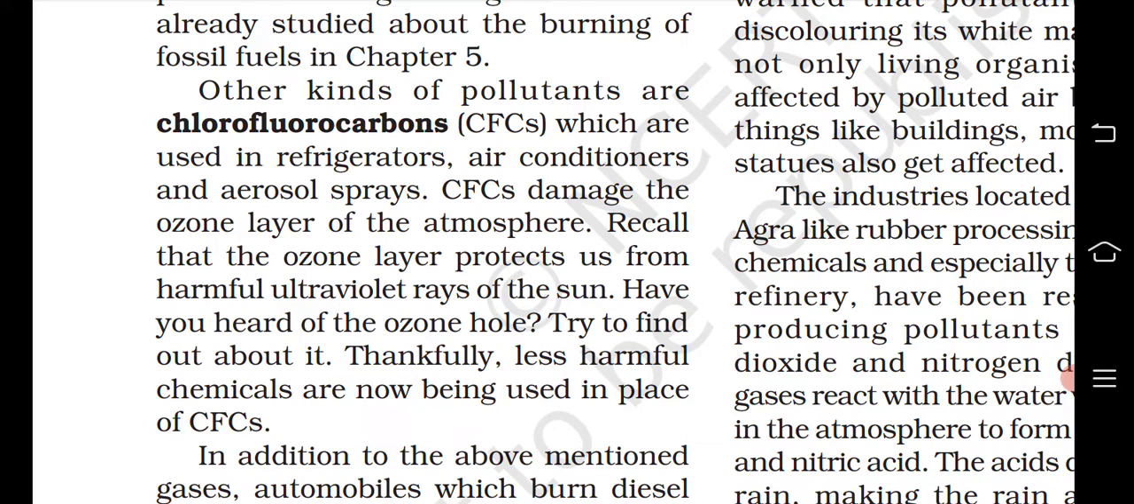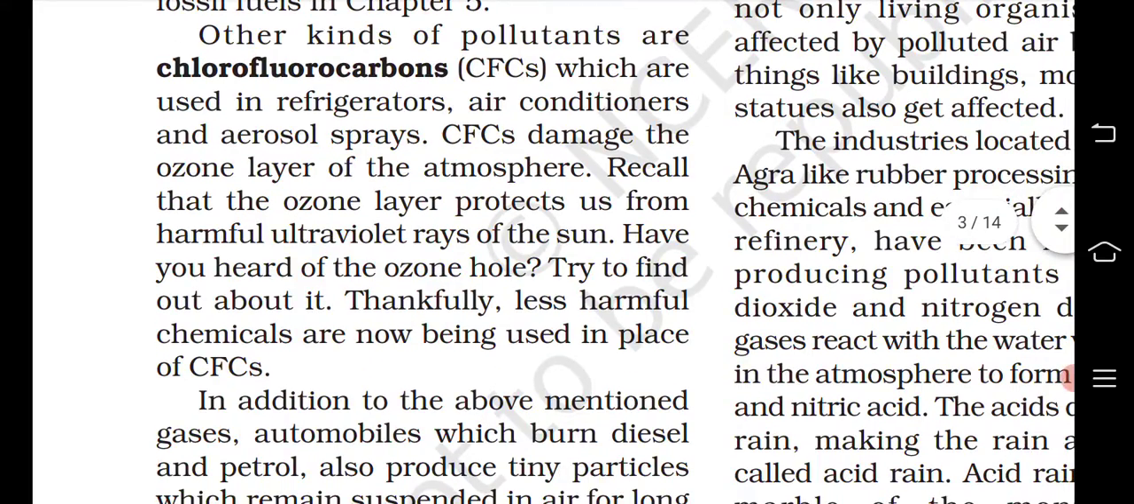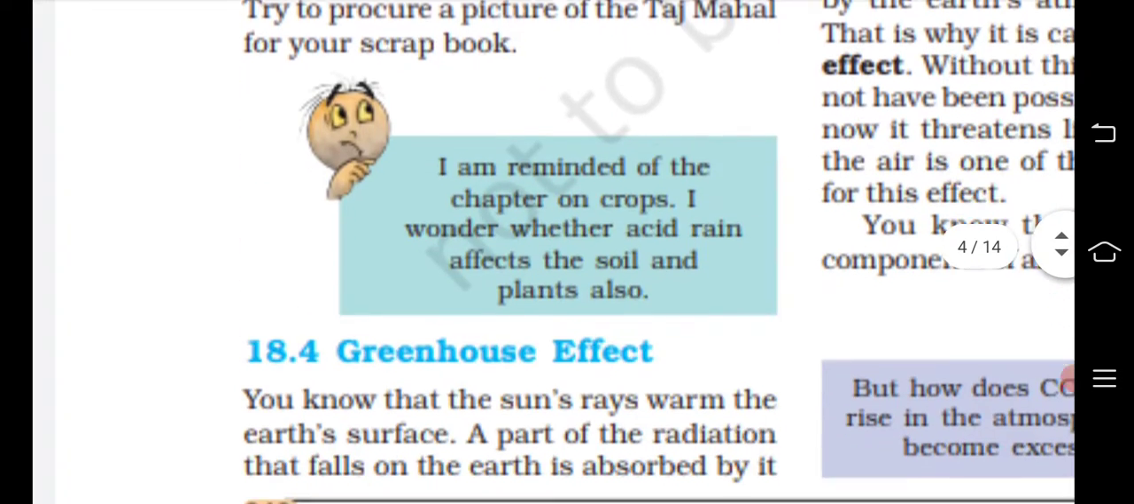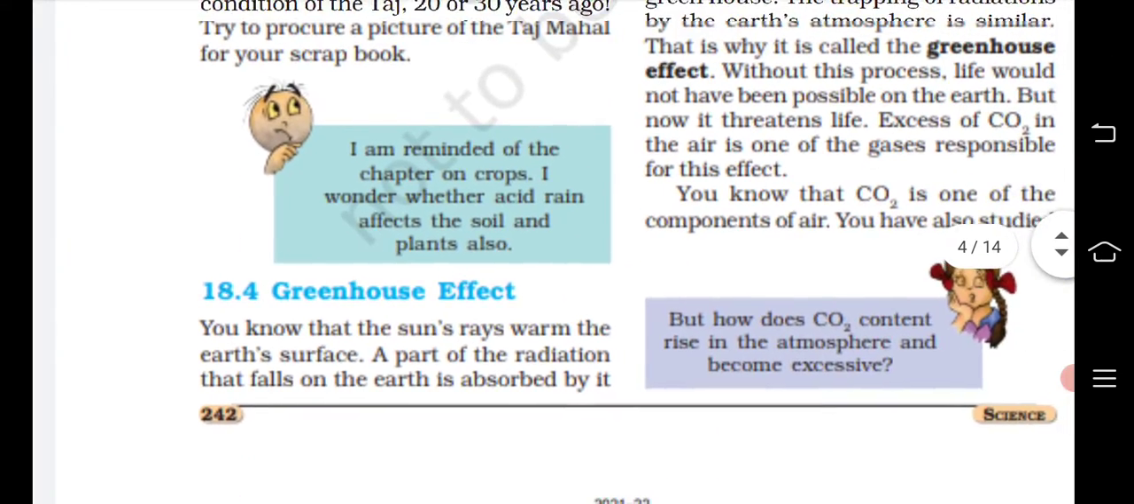Okay, so this ozone hole is very harmful for us, and the main ingredient that is responsible for ozone hole formation, that is chlorofluorocarbon. Okay, now I am going to discuss about the greenhouse effect.